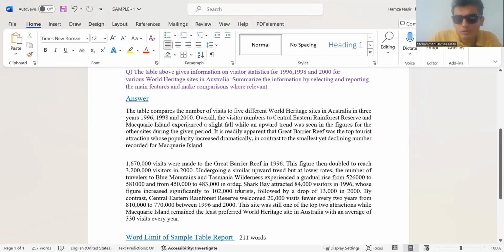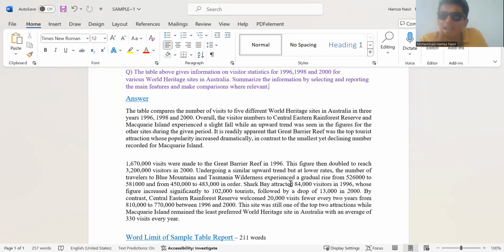1,670,000 visits were made to the Great Barrier Reef in 1996. This figure then doubled to reach 200,000 visitors in 2000. Undergoing a similar upward trend, but at lower rates, the number of travelers to Blue Mountains and Tasmania wilderness experienced a gradual rise from 506,000 to 581,000 and from 450,000 to 483,000 in order.